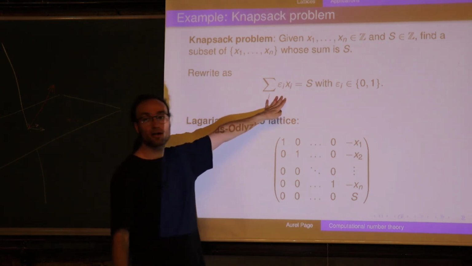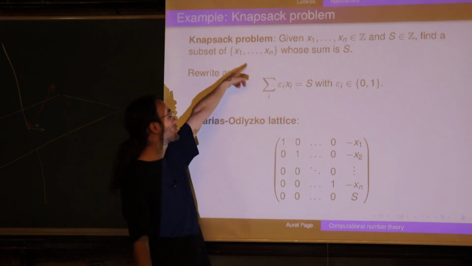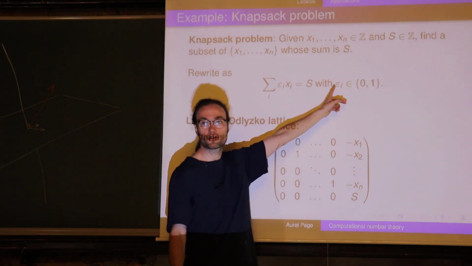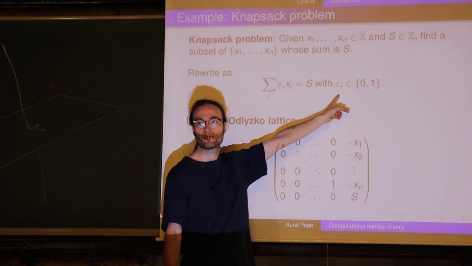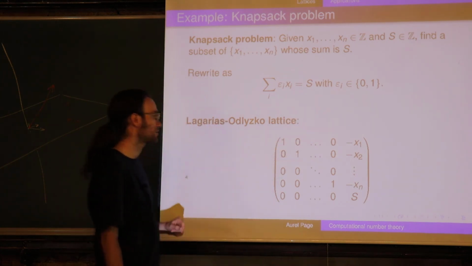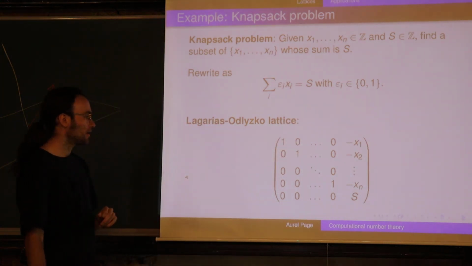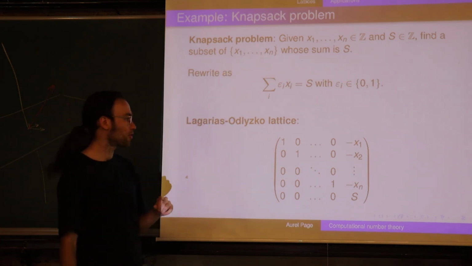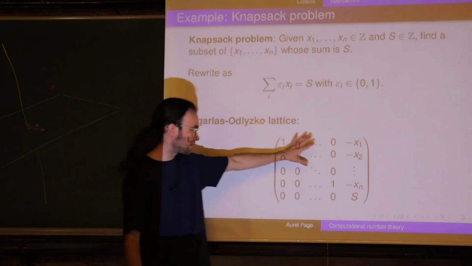That's the linear part. But since you wanted just a subset, you have this size constraint, which is that the coefficients have to be 0 or 1. So that's where the size constraint is. And once you see it like this, you can reformulate it as a lattice problem by writing down a lattice like this.